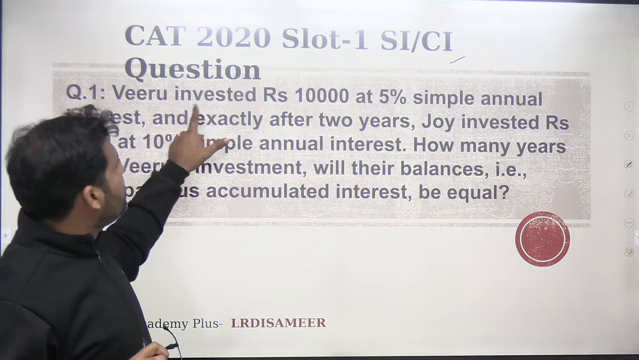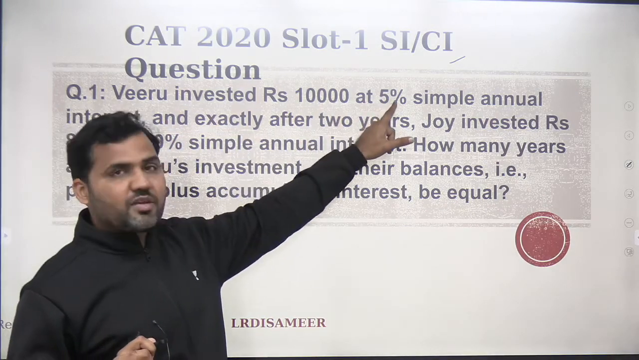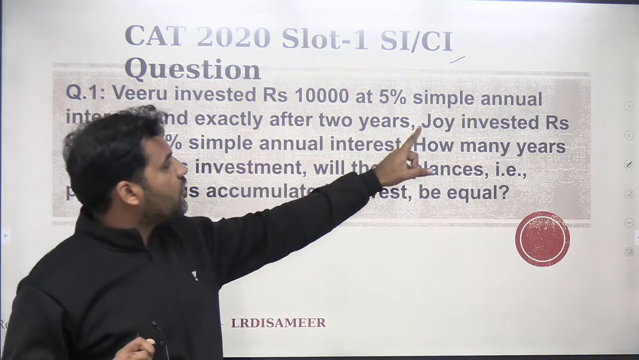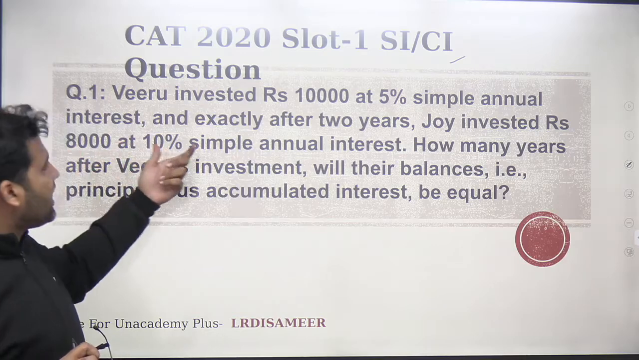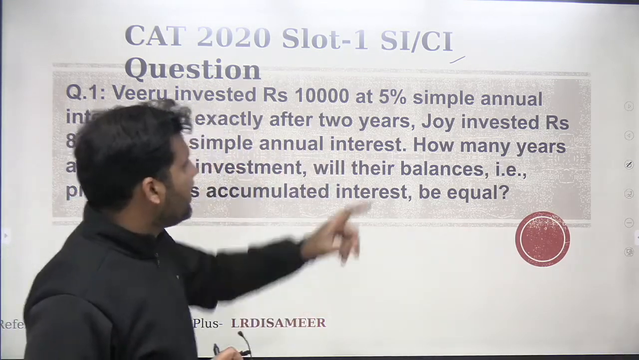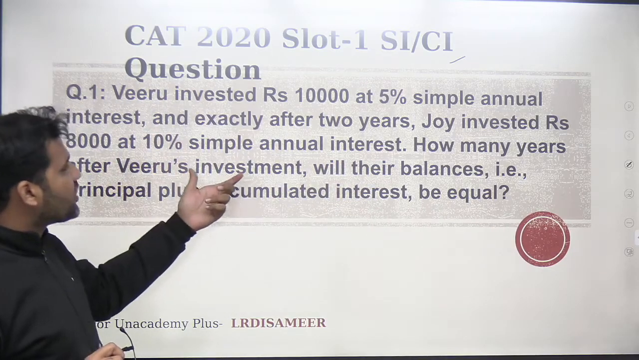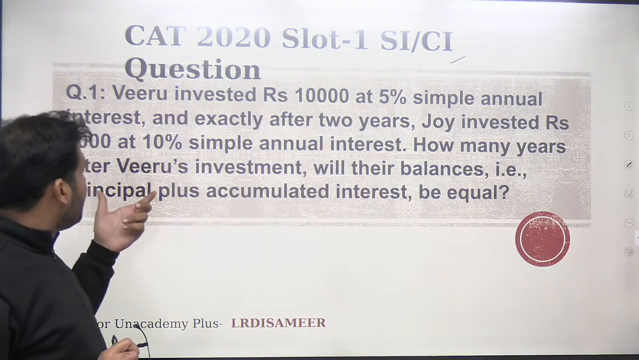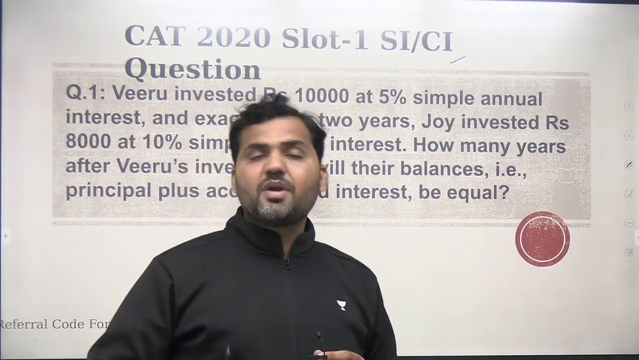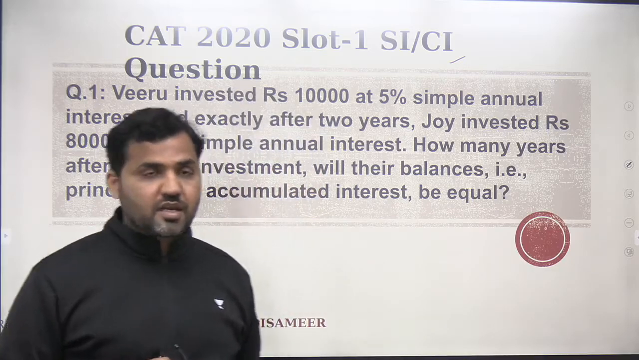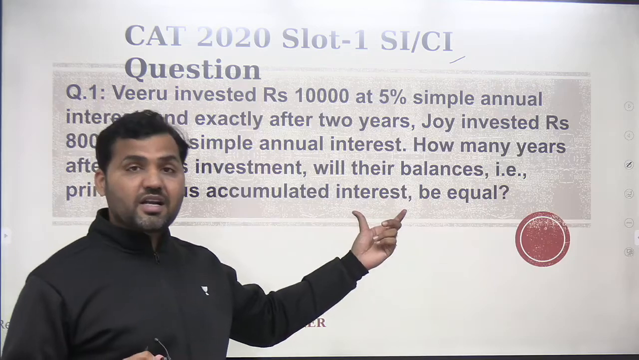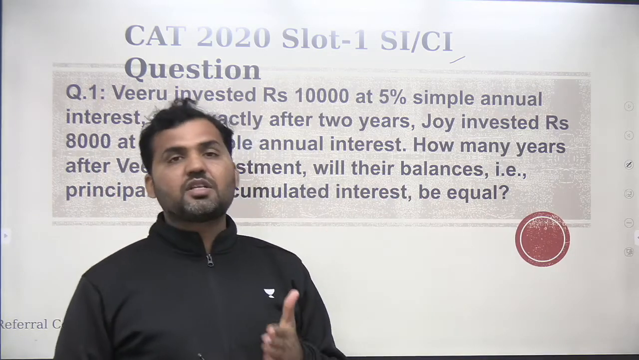It says, Viru invested rupees 10,000 at 5% simple interest. And exactly after 2 years, Joy invested rupees 8,000 at 10% simple annual interest. So this question is on simple annual interest. How many years after Viru's investment will their balances, that means the principal plus accumulated interest, be equal? That means we are supposed to tell after how many years of Viru's investment the total amount. Why amount? Because principal plus accumulated interest should be equal. So principal plus interest is called the amount.